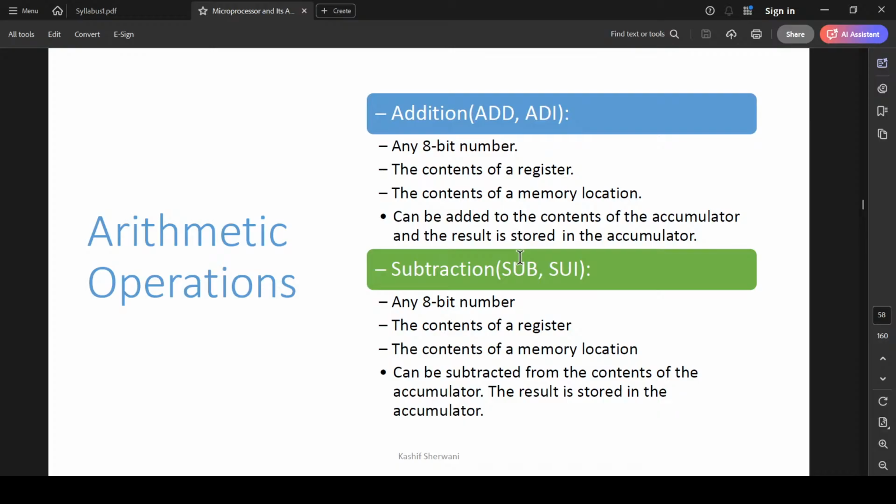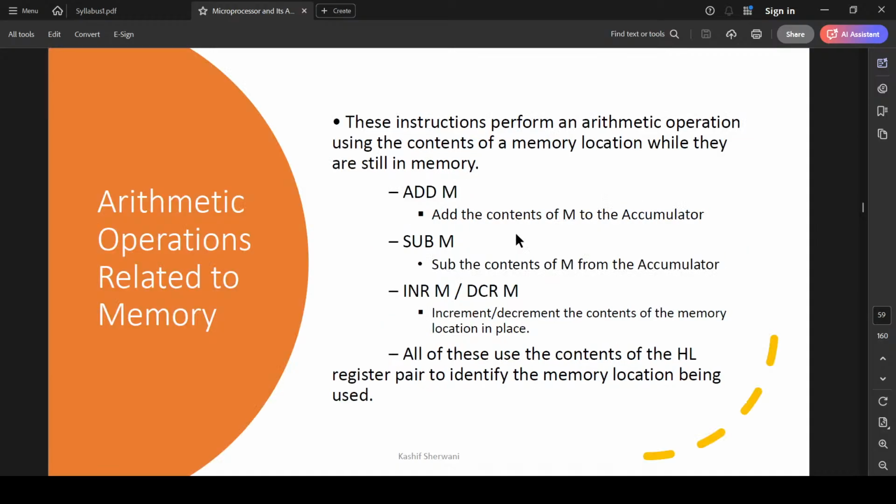Arithmetic operations. These instructions: addition, simply ADD, and ADI. Let's see what is the difference. Any 8-bit number, the contents of a register, or the contents of a memory location can be added to the contents of the accumulator and the result is stored in the accumulator. Subtraction, SUB, SUI. 8-bit number, register, memory location, same thing. Stored in the accumulator.